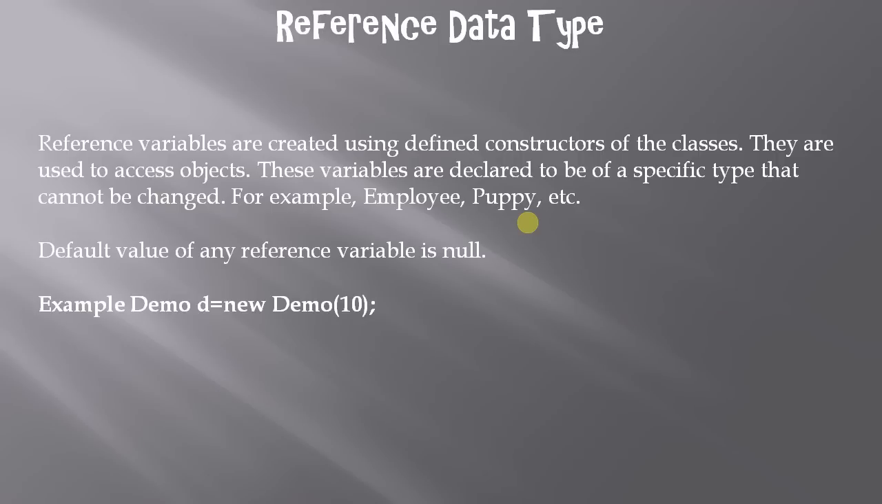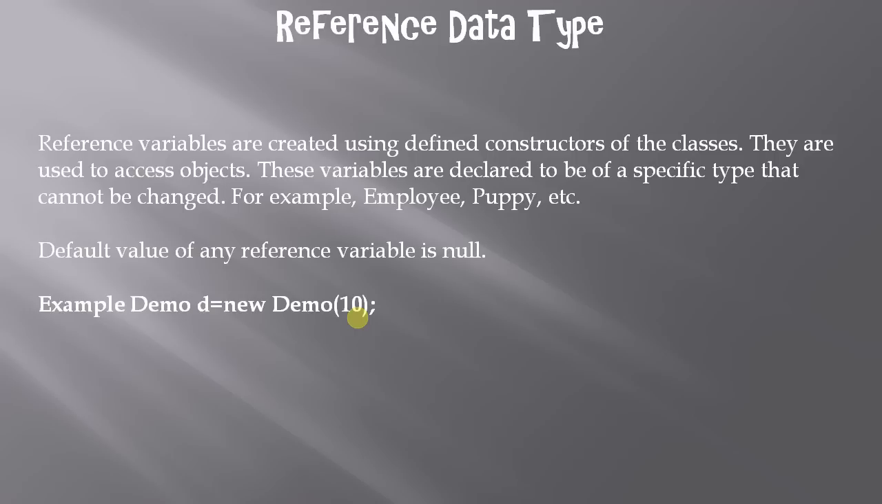Okay guys, reference variables are created using the defined constructors of the classes. The default value of any reference variable is null. You can see here that I have given an example of a demo class, creating its object and passing its parameter 10. Okay, so its constructor.